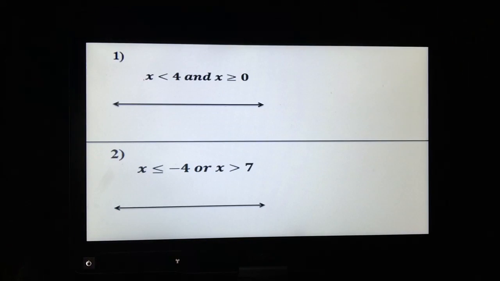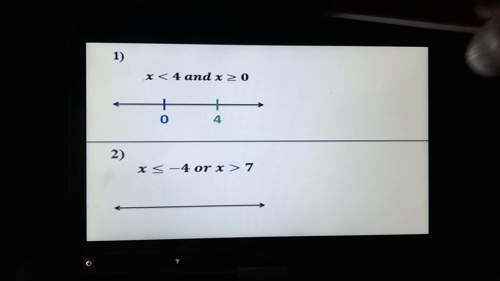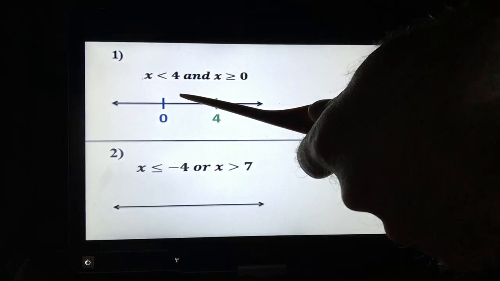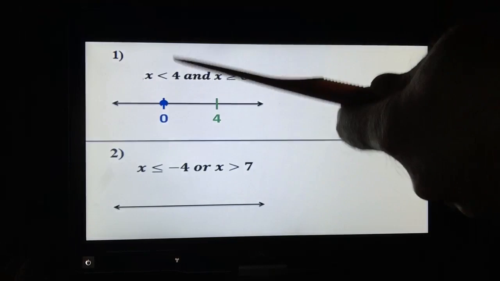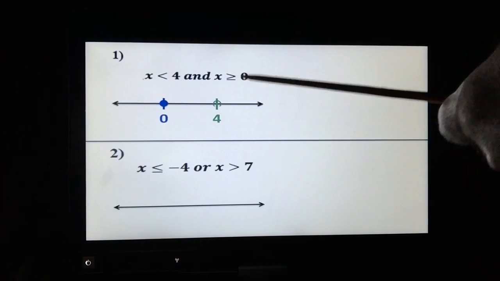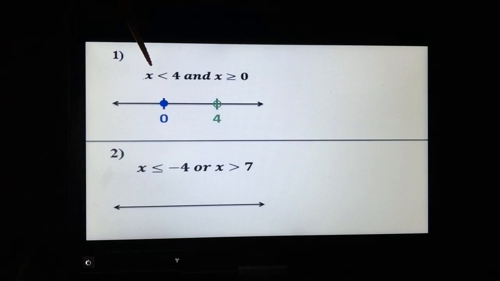All right, guys, here we go. So we have x is less than 4 and x is greater or equal to 0. So we're going to put the 0 first because it's smaller. Notice that we have an or equal to bar here, so we do have to make this a closed circle. And then we have no or equal to bar over here, so we're going to have to make this an open circle.